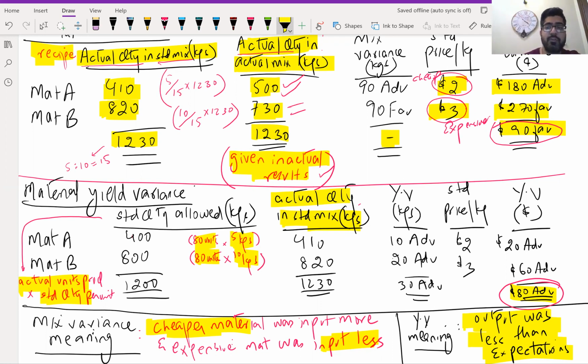I am proving the meaning of mixed variance, that it's favorable. You can learn: cheaper material, from A and B, cheaper is A. That's input more and expensive is less. B, expensive, is less: 730 in place of 820. Recipe stated 820, you input less. So when expensive is less, favorable.